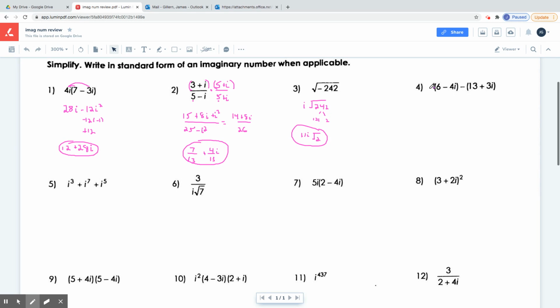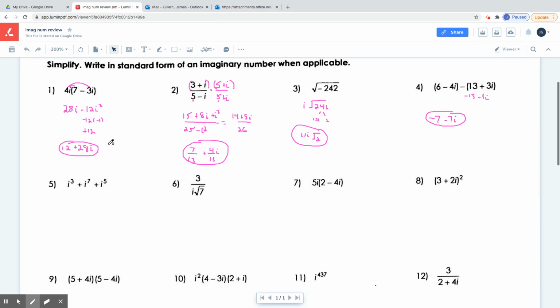Number 4. This is just normal combining like terms, but you have to distribute the negative. So this is really a negative 13 and a negative 3i. So 6 minus 13 gives me a negative 7. The negative 4i and the negative 3i is negative 7i.